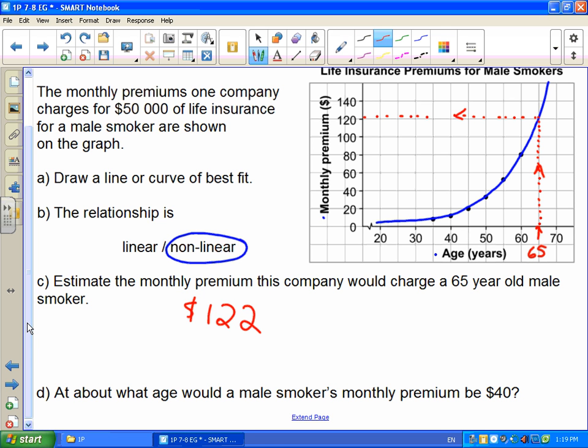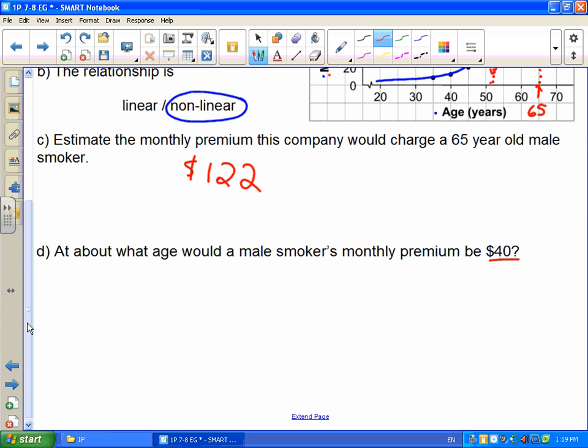Part D asks us, at about what age would a male smoker's monthly premium be $40? So we want $40. They're giving us a value for the premium. So if we go to the axis where premium is plotted, we find $40. And we go across to our curve of best fit. And then we go down. And this looks like we're a little bit above 50 years, not quite to 55. So maybe 52 years.